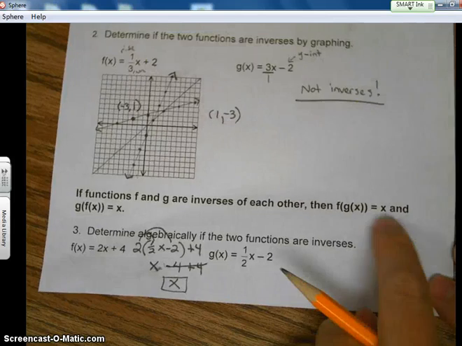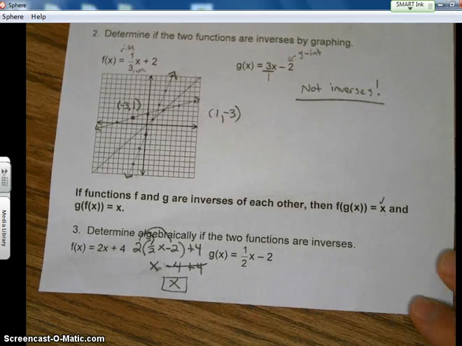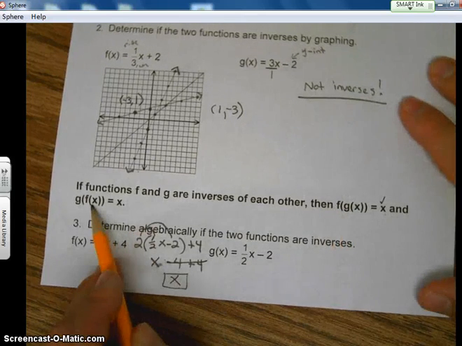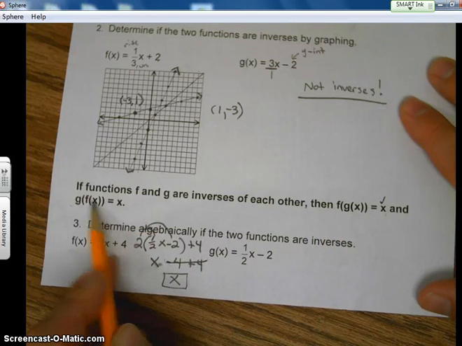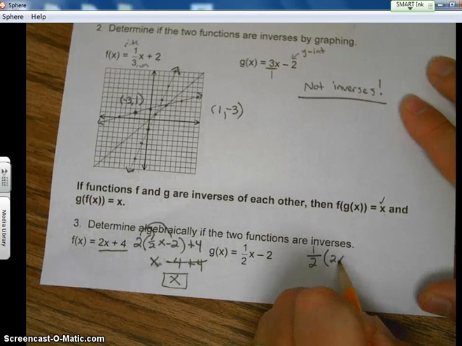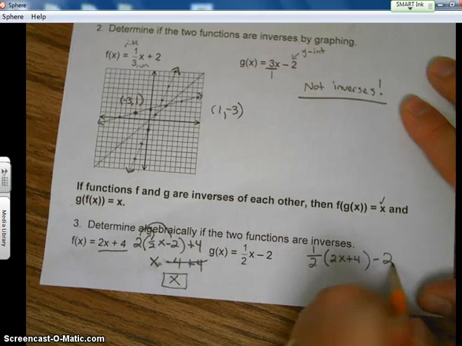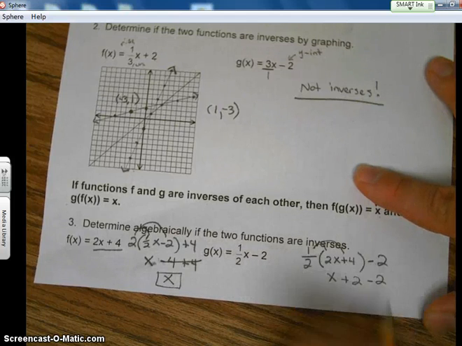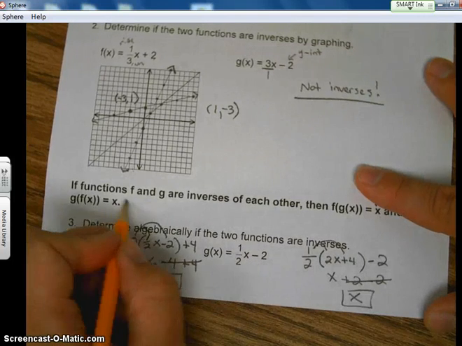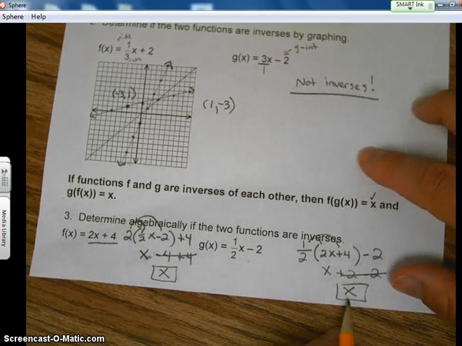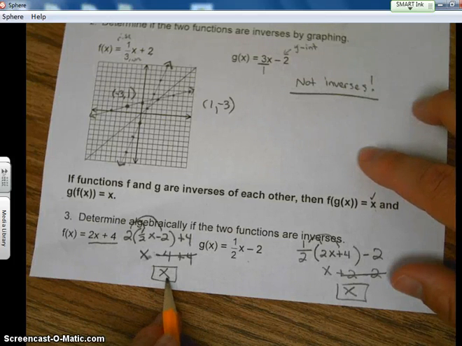There it is, x. When you simplify it and the result is x, then you know that g is the inverse of f. Now let's find out if f is the inverse of g. This time we're going to plug function f into function g. So here's function g. We're plugging function f in. And then we're going to simplify. And there you go, we got x. Anytime you simplify and you get x, then you know that these two functions are inverses. If you get anything else, a negative x, a 2x, an x plus 4, anything else, then they are not inverses of each other. Okay?